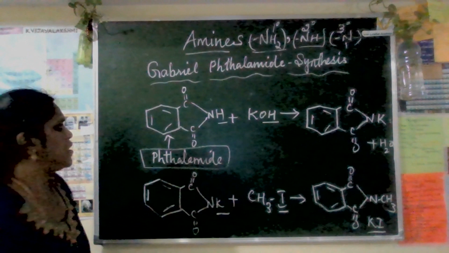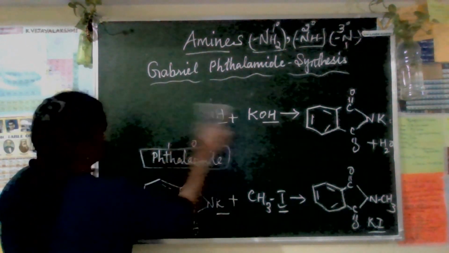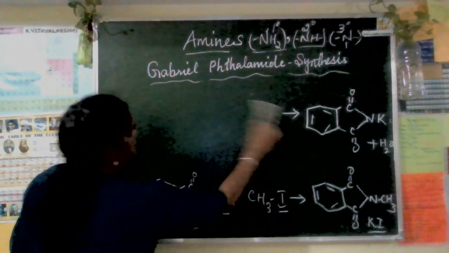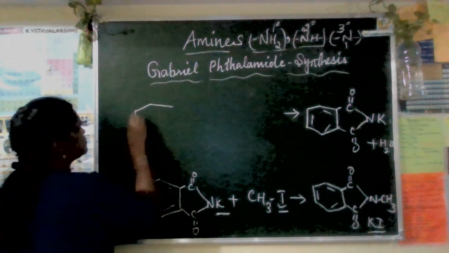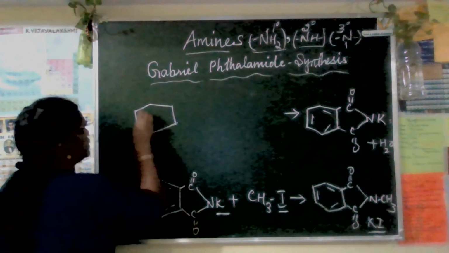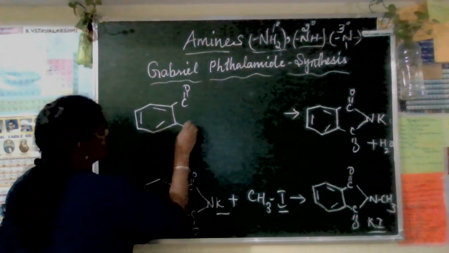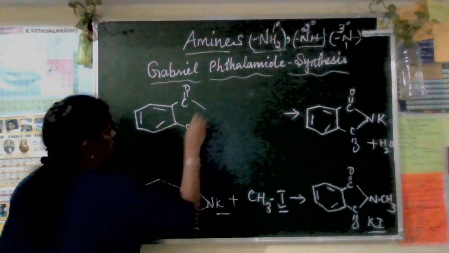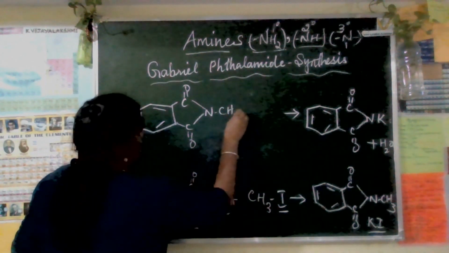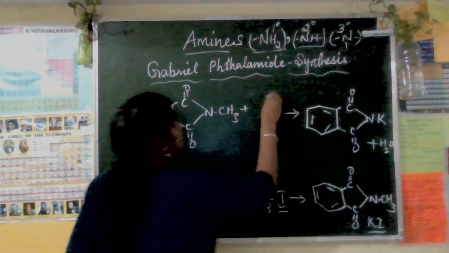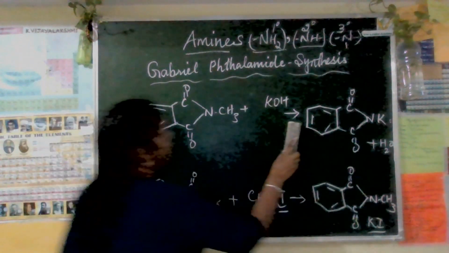Okay, let us note this point. Alkaline hydrolysis. Now here in this point, this is C double bond O, C double bond O. These both are connected with NCH3, combined with KOH. Okay, now what happened here?